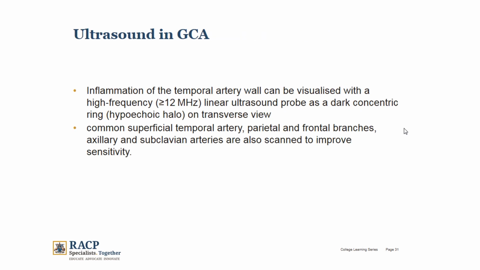Ultrasound is helpful, particularly in rapid access clinics for the diagnosis of giant cell arteritis, as it is portable and can be performed on site. The inflammation of the temporal artery wall can be visualized with a high frequency ultrasound probe, and it appears as a dark concentric ring or hypoechoic halo. We can also image the superficial temporal artery and the axillary and subclavian artery, which gives an improved sensitivity to the test.